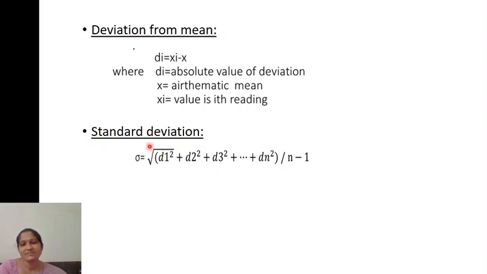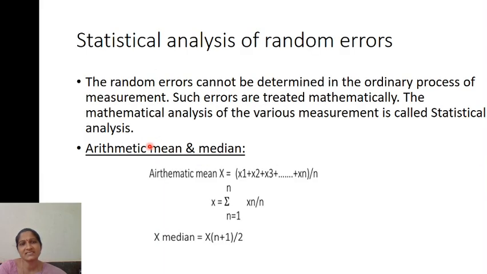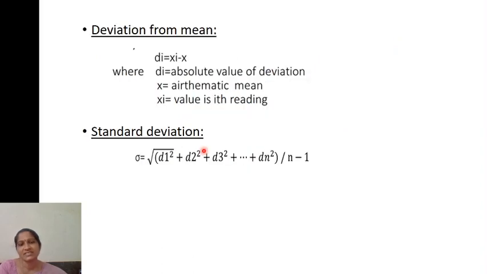These are nothing but statistical analysis. By using these methods, you will be able to reduce the random errors. So what are the different statistical methods? Arithmetic mean, median, the next one is deviation from the mean, and the next one is standard deviation. So these are the statistical analysis of random errors.